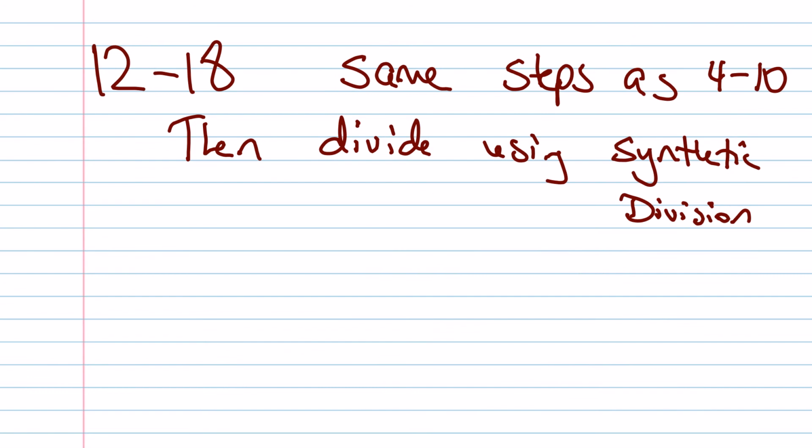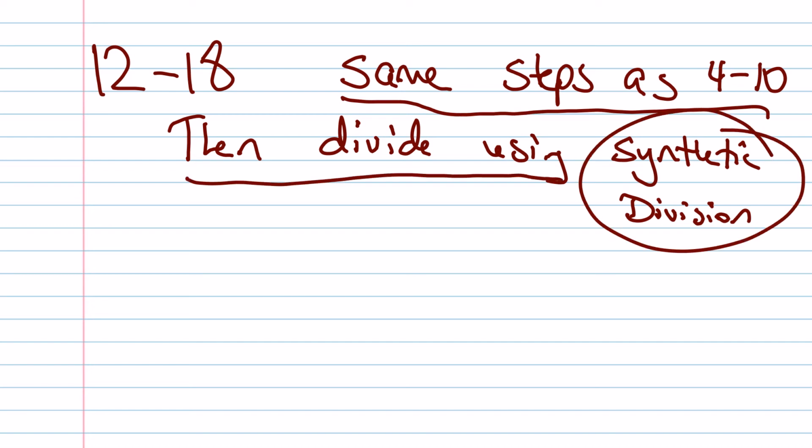Alright, 12 through 18, you're going to start the same way you did on 4 through 10. So you're going to start with the same steps as 4 through 10 to begin. Then you're going to divide using synthetic division. Remember, that's the box right there where you pick a number on the outside. Alright? So that's what we're going to do.